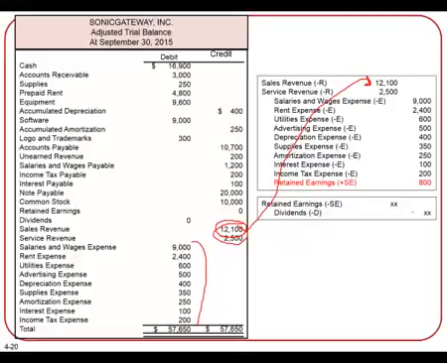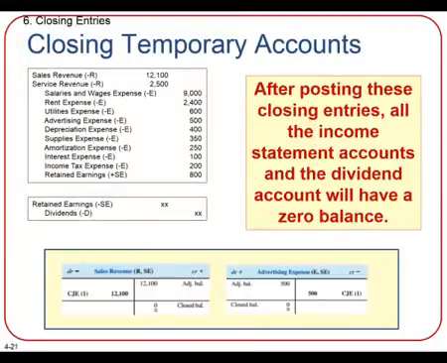And if we have dividends, then we will offset the dividends. In this case, we didn't have any dividends, but we would credit the dividend amount so we can get the balance to zero and put the offset into retained earnings. That's the savings account that we keep on our balance sheet. And after posting all those closing entries, the income statement accounts, expenses and the revenue accounts, will have a zero balance. Also, the dividend account will have a zero balance.